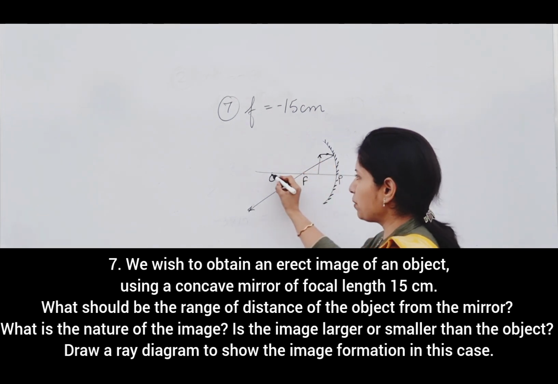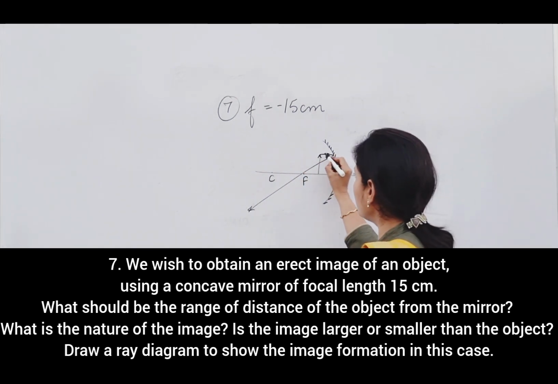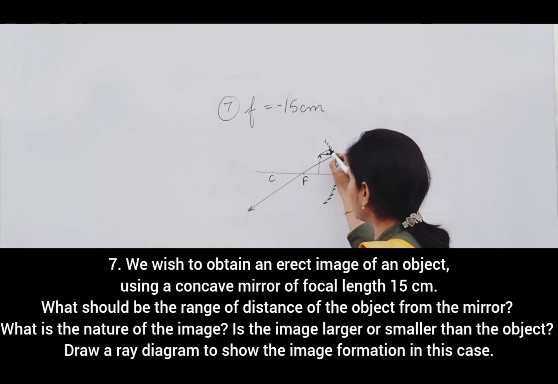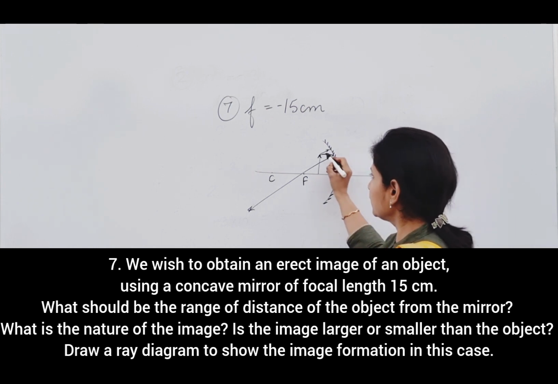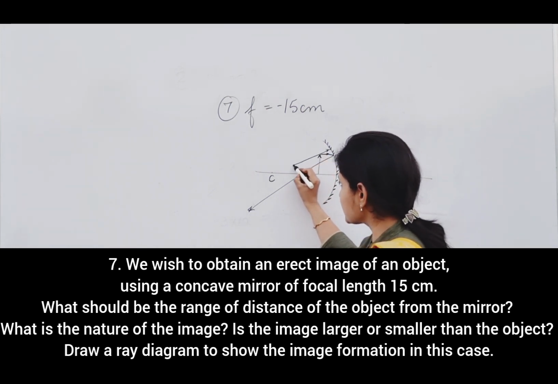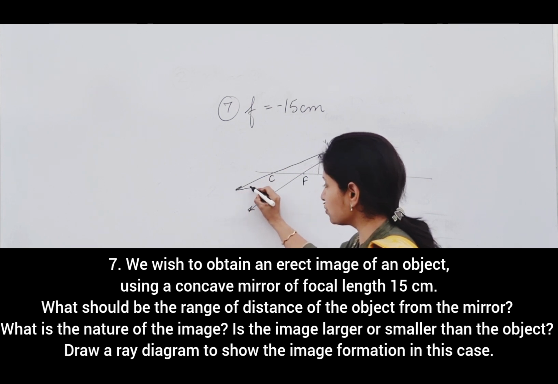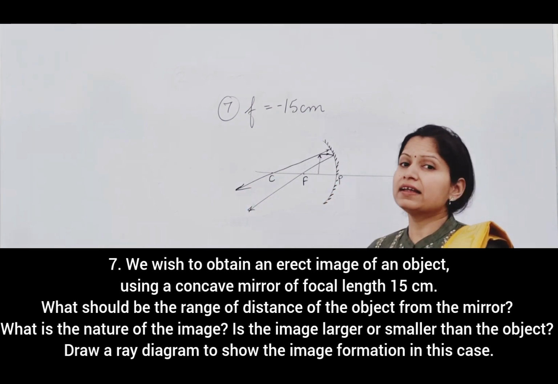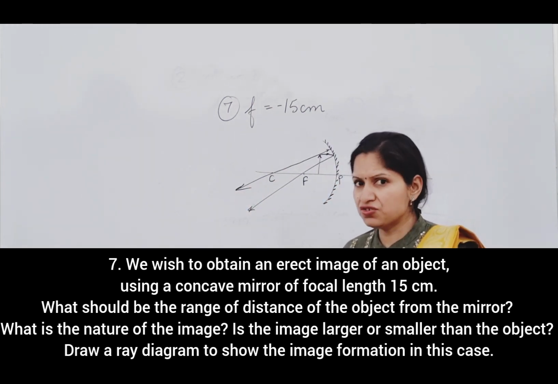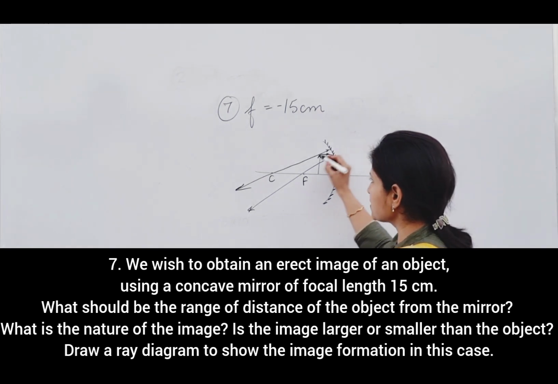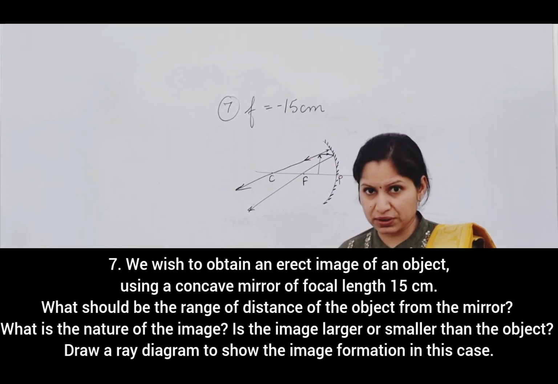The next light ray I am going to pass through the center of curvature. Another ray of light is striking the mirror, approaching towards the center of curvature, but you know that any ray of light passing through the center of curvature is going to retrace its path. So the incident light is this only, and the reflected light is this only.